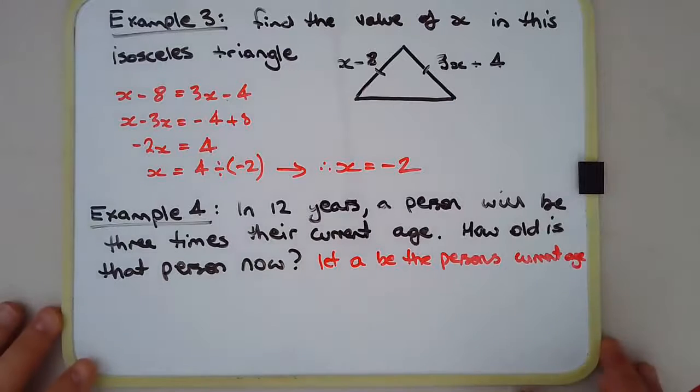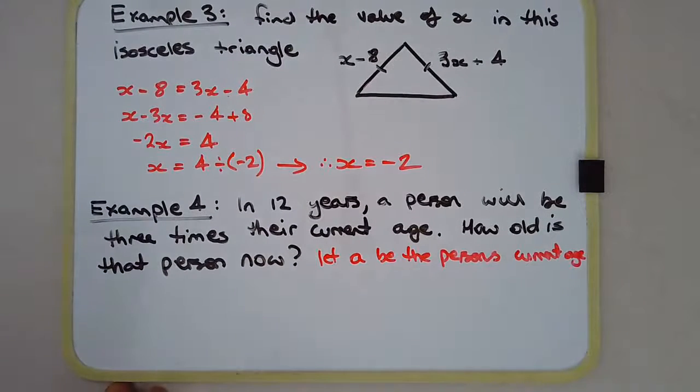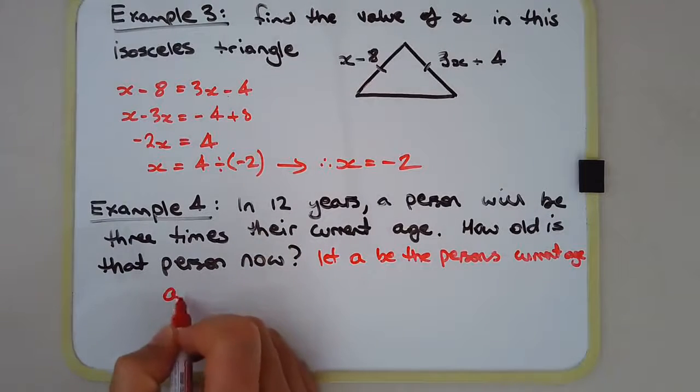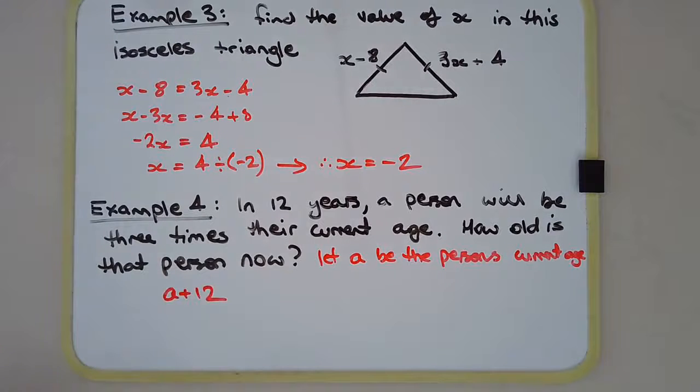Okay, I'll just squeeze that in there. All right. We need to now form an equation around this pronumeral. It's saying in 12 years that person will be 3 times their current age. So if their current age is A years, how old will they be in 12 years' time? Well, for example, if you're 13 years old now, in 12 years' time, you'll be 25. So whatever your current age is, just add 12 to it. So if the current age is A, the age in 12 years' time will be A plus 12 years.